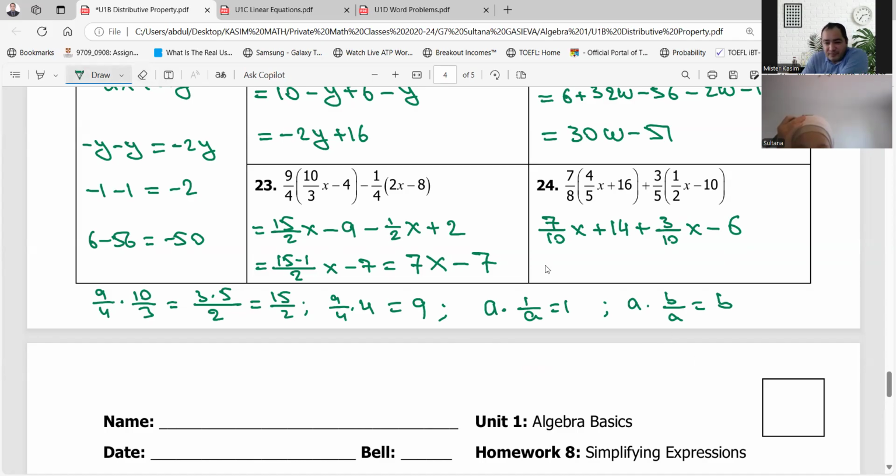Okay, let's continue. Now, 7 over 10 plus 3 over 10. 7 plus 3 is 10. 10 divided by 10 is just 1. 14 minus 6 is just 8.